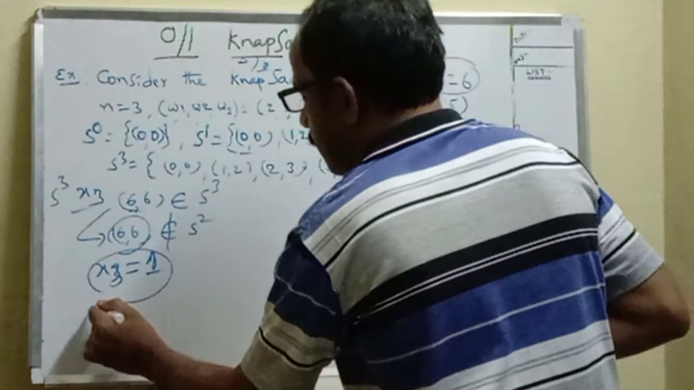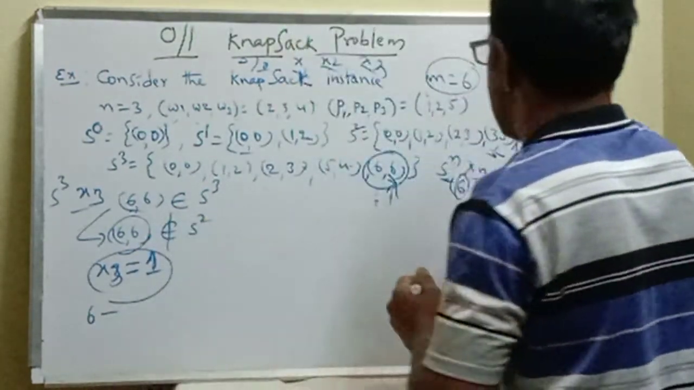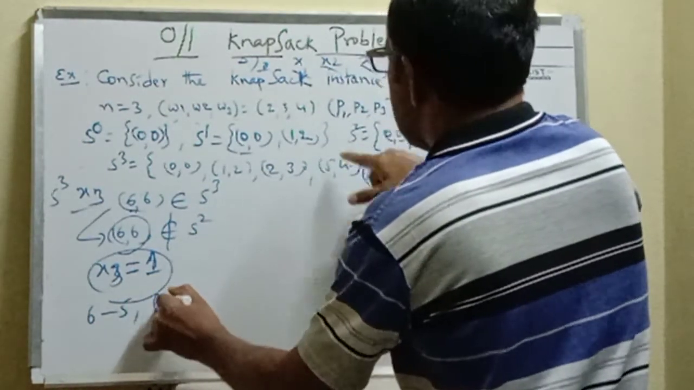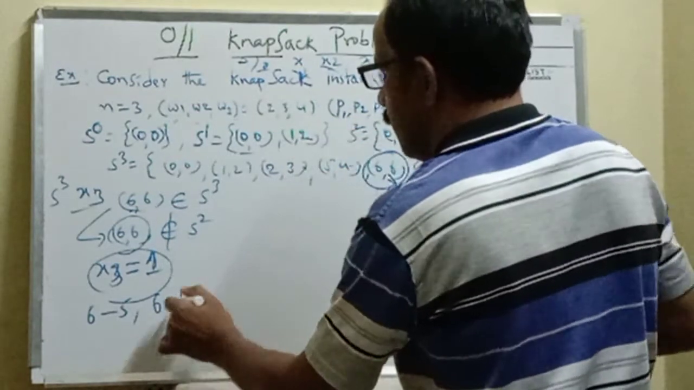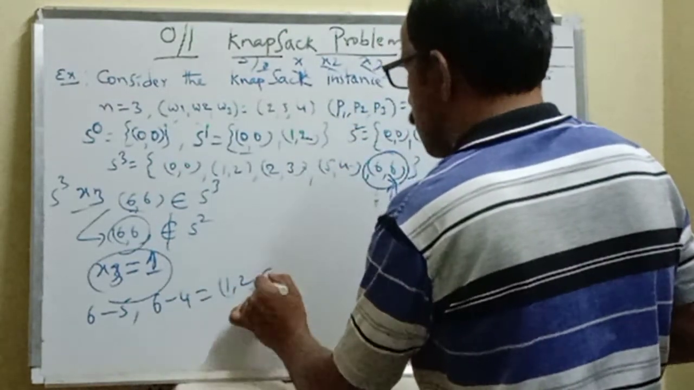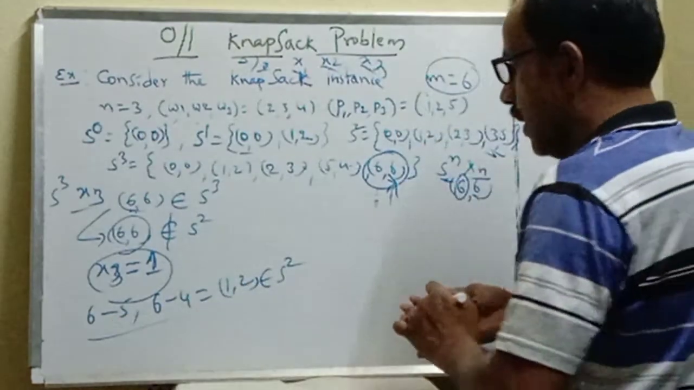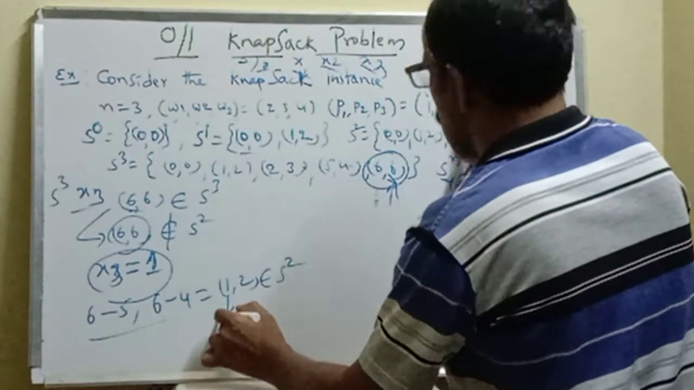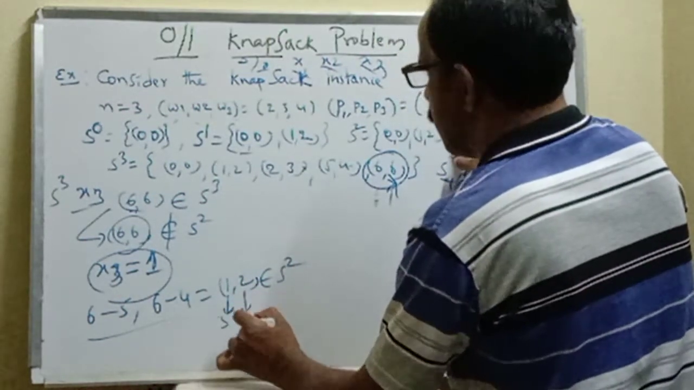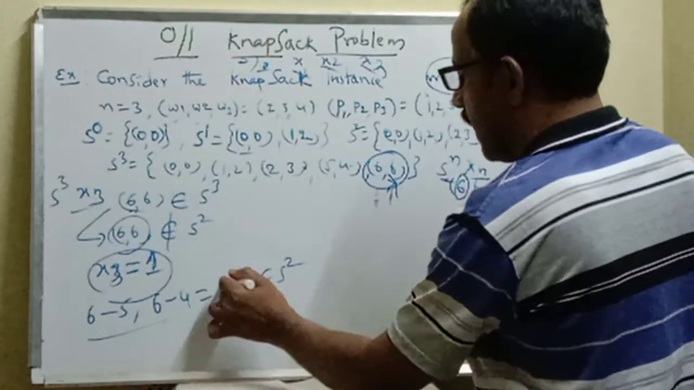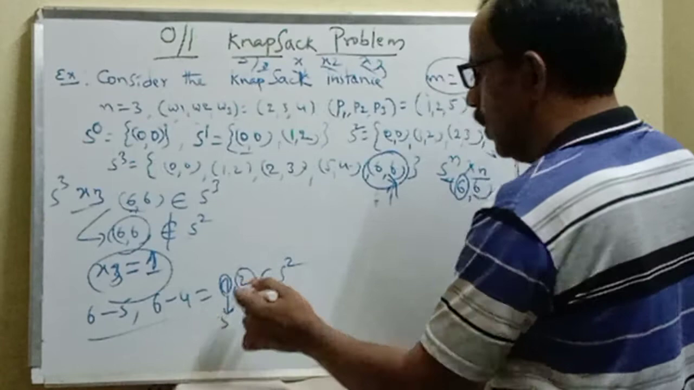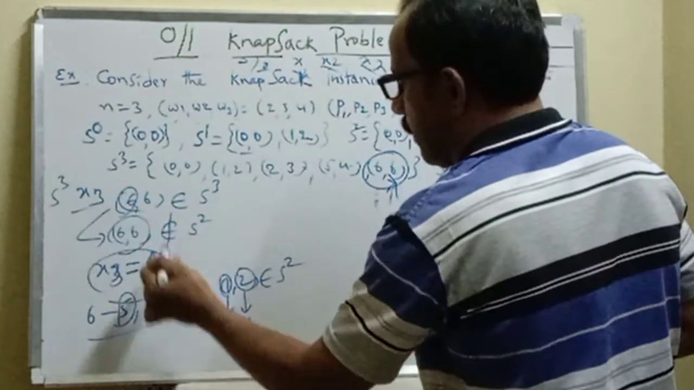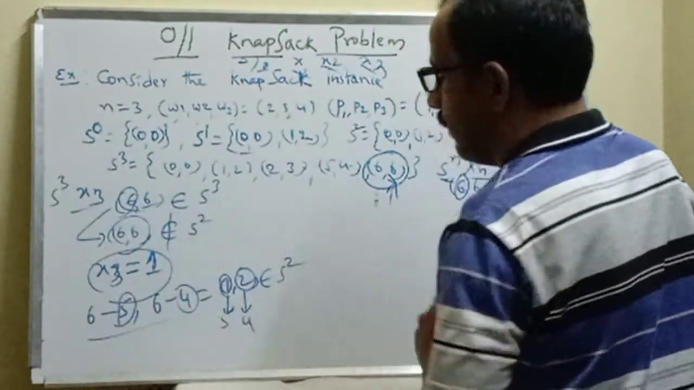Then immediately subtract P3 W3 from 6,6. What is P3? P3 is 5, and W3 is 4. So 6 minus 5 and 6 minus 4, which pair do we get? 1,2. This 1,2 should belong to S2, because it is there in S2. For this 1,2, after adding P3 to 1 and W3 to 2, we got 6,6. So immediately subtract P3 from the profit in the selected pair and W3 from the weight in the selected pair.